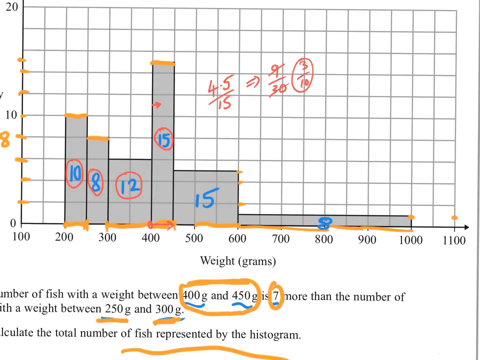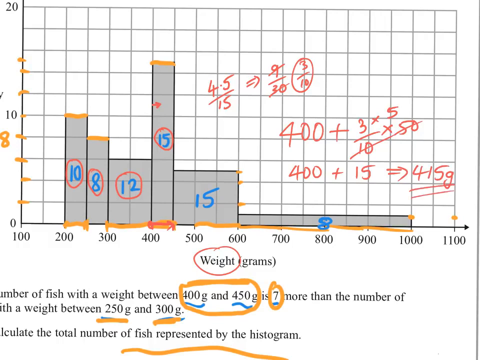So we're starting at 400, which is our weight. So we're 400 plus 3/10 of what this class width was, which was 50 grams. So 3/10 of 50, again you can do that on your calculator, is 3 times 5, that is 15. So we have 400 plus 15. So I would say 415 grams. There are some good videos on YouTube that explain how to do this as well.